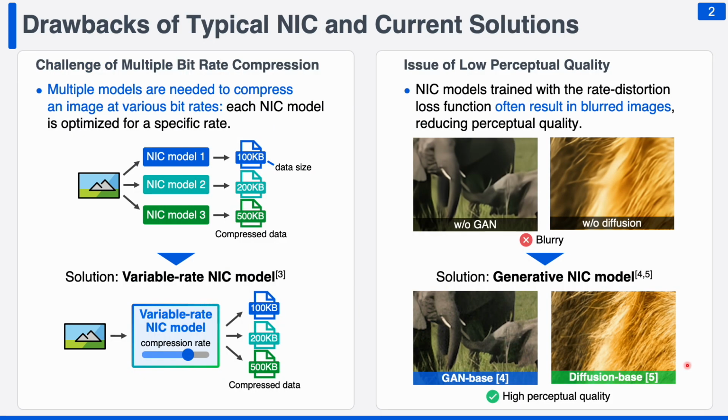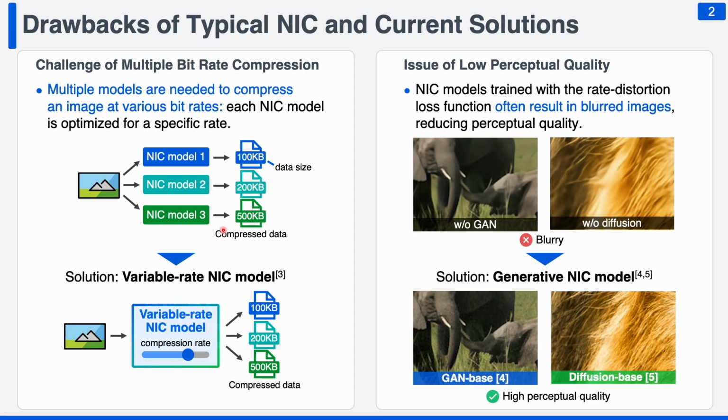There are two drawbacks of typical neural image compression. First, multiple models are needed to compress an image at various bit rates because each NIC model is optimized for one bit rate, like this. It leads to high model storage cost and high training cost. For the solution of this issue, some variable rate NIC models have been proposed, which we can control the bit rate with a single model.